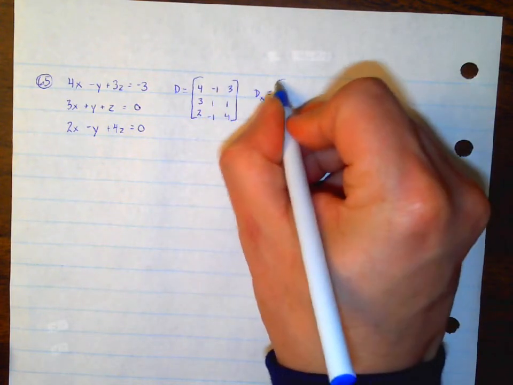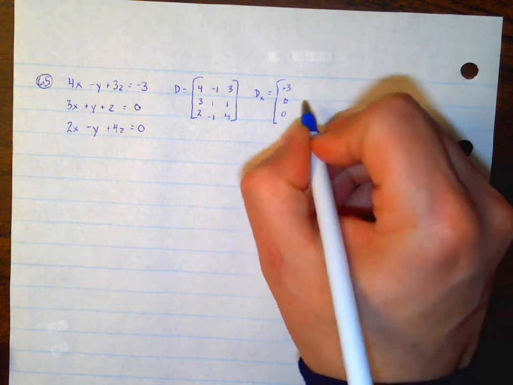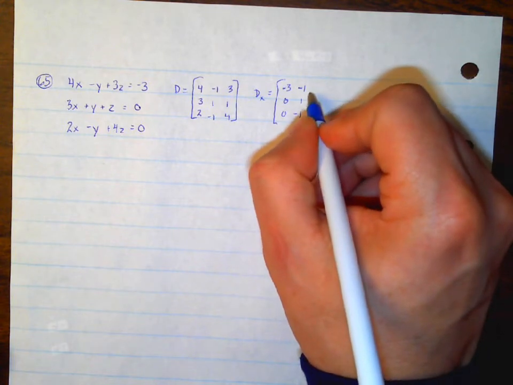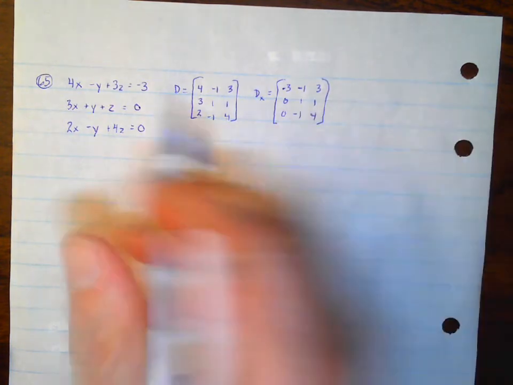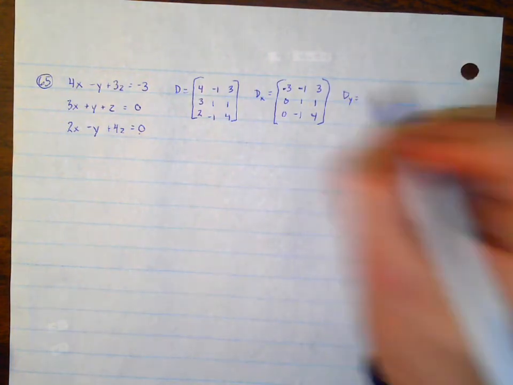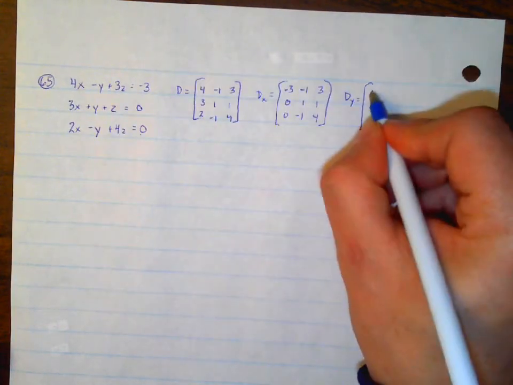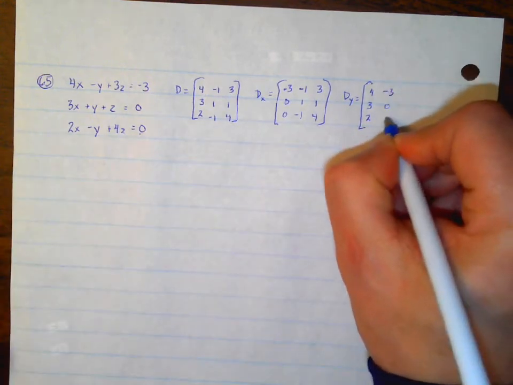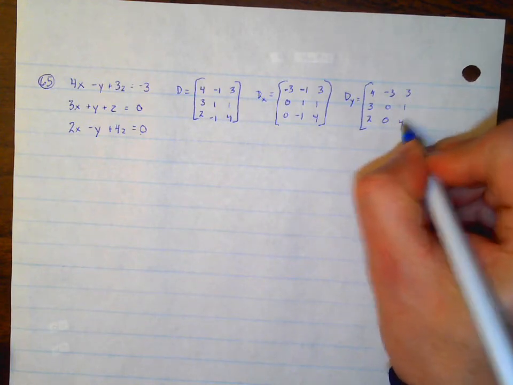Dx is going to be the constant first, so -3, 0, and 0. And then the y's, -1, 1, -1. And then the z's, 3, 1, 4. Okay, so you have the constants, and then the y's, and then the z's. Dy is going to have the x term first, so 4, 3, 2. And then the constants, -3, 0, 0. And then the z's, 3, 1, 4.